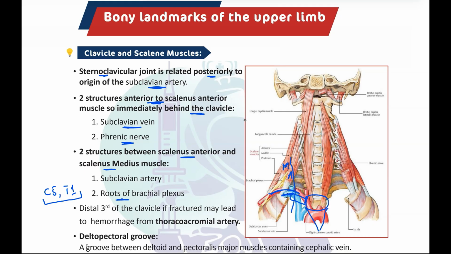Now, there is an important clinical correlate that if there is a fracture of the distal third of the clavicle and if there is a scenario that there is bleeding, then they are testing you that the thoracoacromial artery has ruptured.